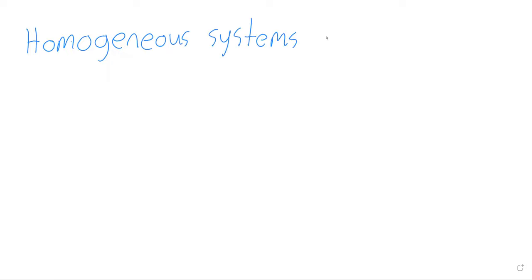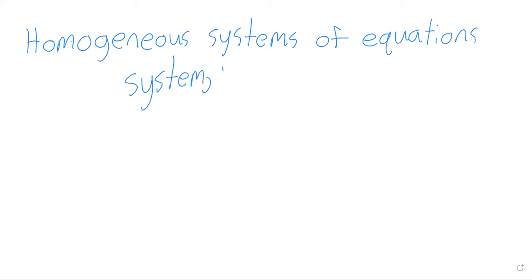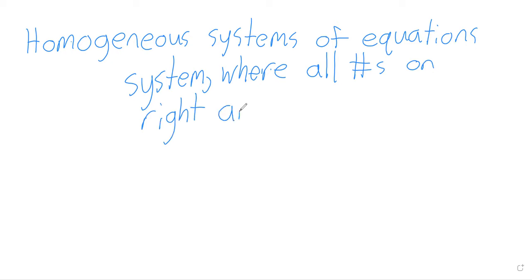So our topic of today, at least to start with, is what are called homogeneous systems of equations. And a homogeneous system of linear equations is just a system where all the numbers on the right are zero. And when I say on the right, I mean on the right of the equality symbol.